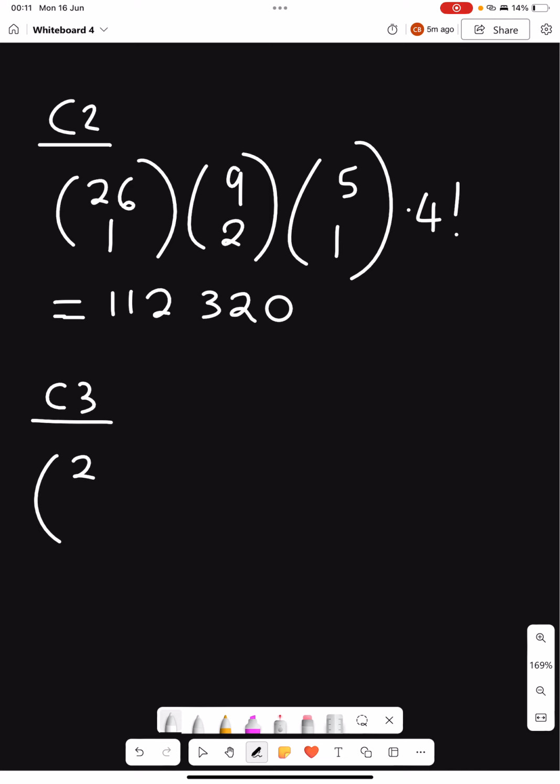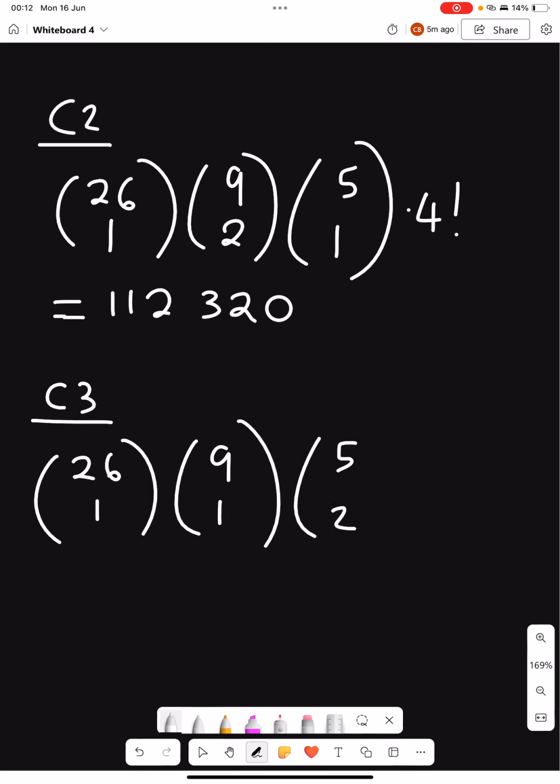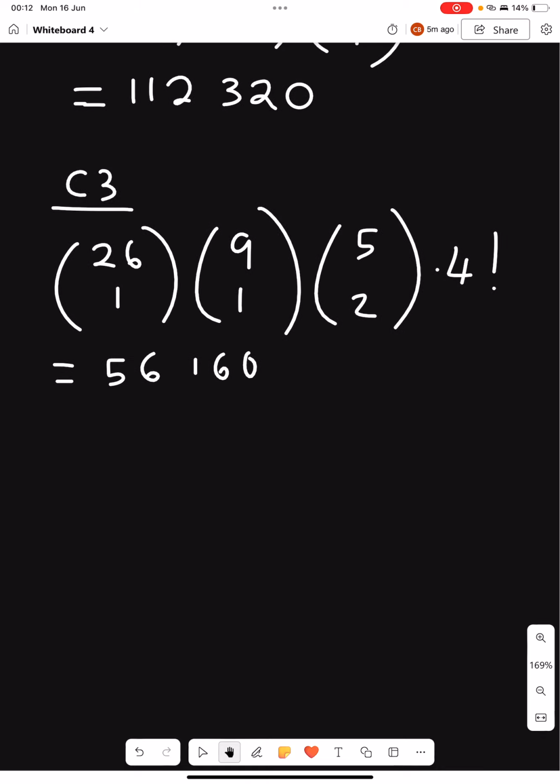Okay. Now case 3. We're going to have 26 choose 1, 9 choose 1. Now it's 5 choose 2. Then we're going to multiply that by 4 factorial, because after selecting these characters, we have to now arrange them. And that is going to output 56160.